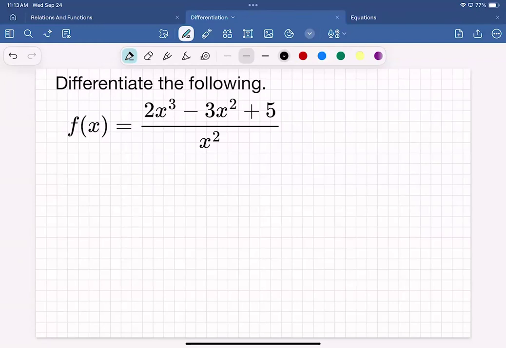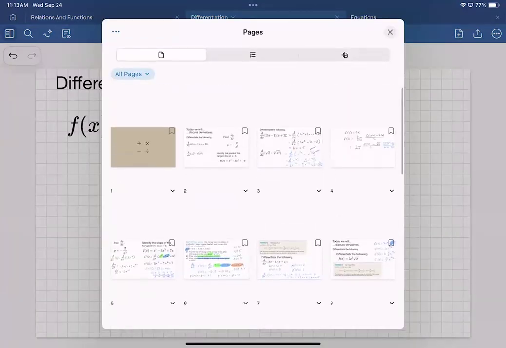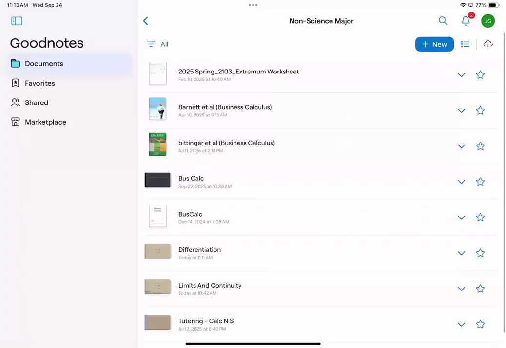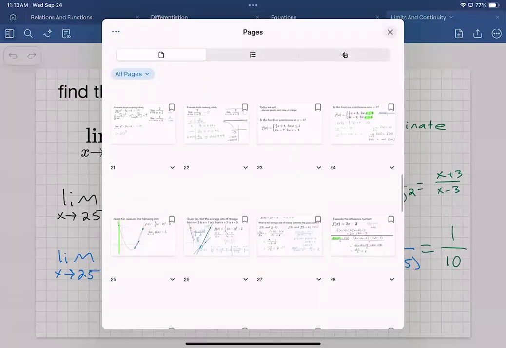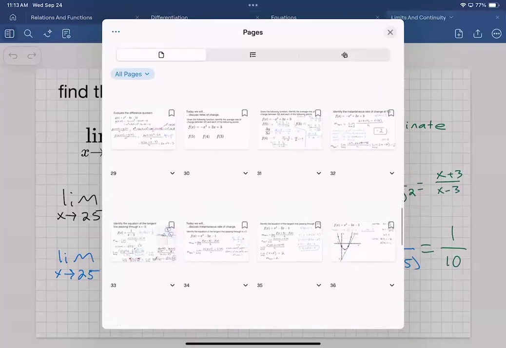Now, if I remember right, didn't we do this one the other day with a different approach? Let's go back and look. That's in the other thing. 1 second. Let's pull it back up. Hopefully I didn't change it.